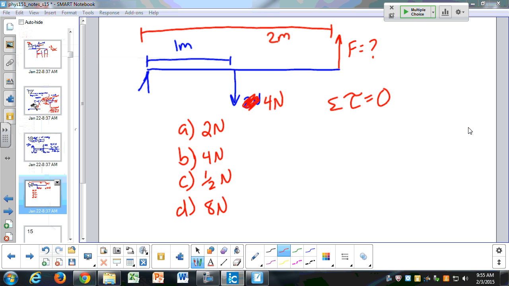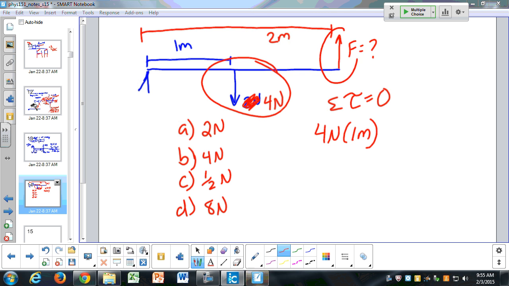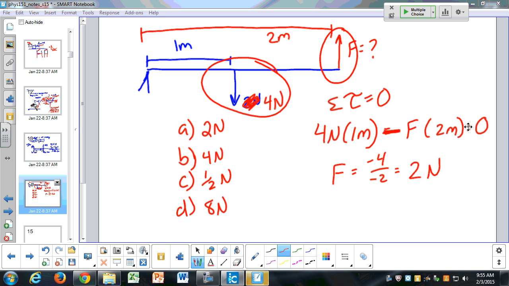So I just say the sum of the torques is equal to 0. The torque due to this one is going to be 4 newtons times 1 meter. And then the torque due to this force will be minus some force times 2 meters, and then that'll equal 0. So if I solve now for F, I get negative 4 over negative 2, which is equal to 2 newtons.